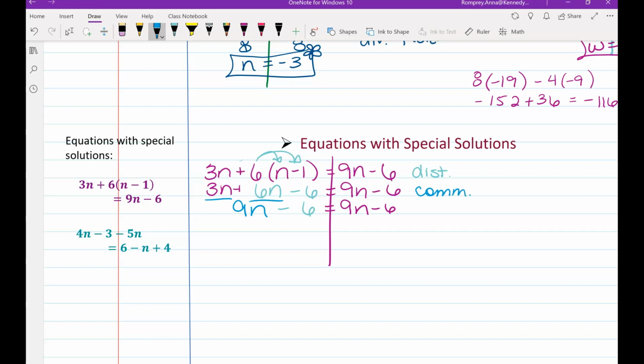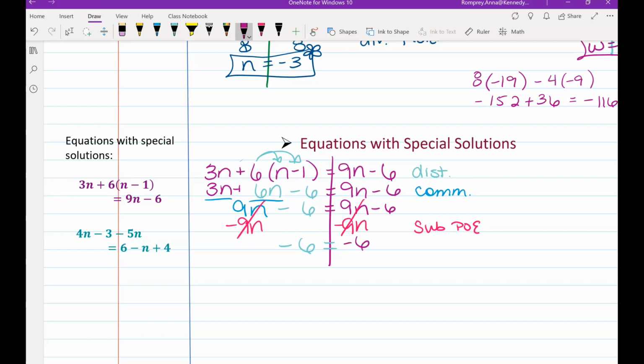Now let's see. I'm going to get all my variables on one side. So I have a 9n and a 9n. What? A 9n and a 9n? Well, if I subtract 9n from both sides, they both go away. So we use the subtraction property of equality, but what the heck happened? We end up with negative 6 equals negative 6.